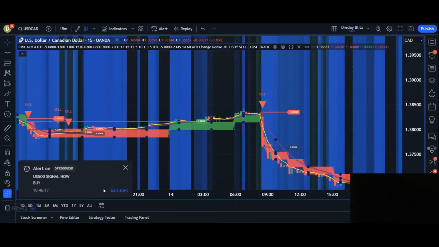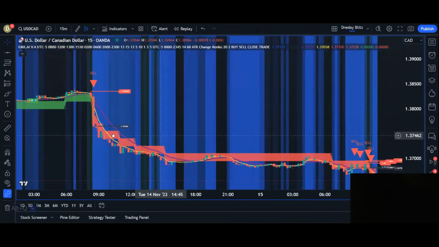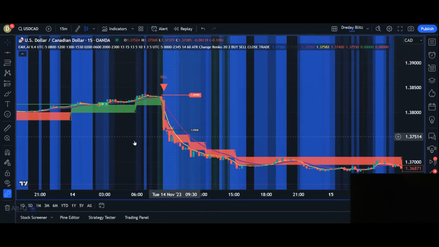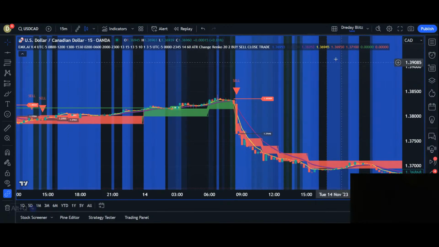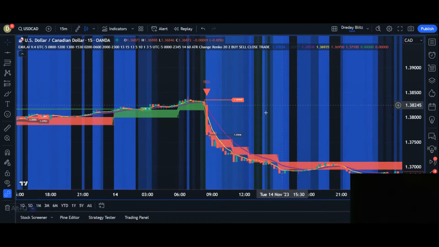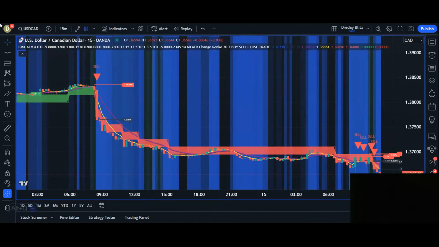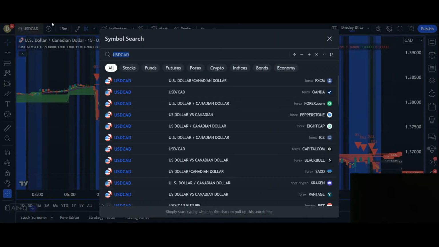And SP 500 still has a buy, so it's still continuing. So it's the same pressure as on USD CAD. Let's say USD CAD is going down. That means that anything that is CAD, like let's say CAD JPY, should be going up. Okay, so let's look at the CAD JPY.